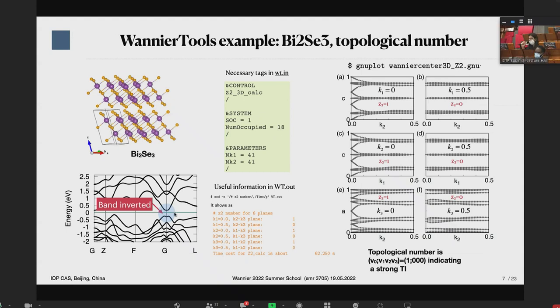So does it matter whether it is crossing the Fermi level or not? It doesn't matter. Yeah. That's topology. Basically it's kind of a mathematical sense. Okay, thank you. Yeah, welcome.